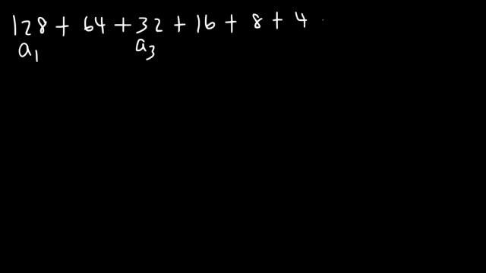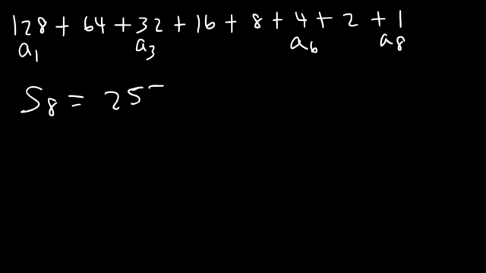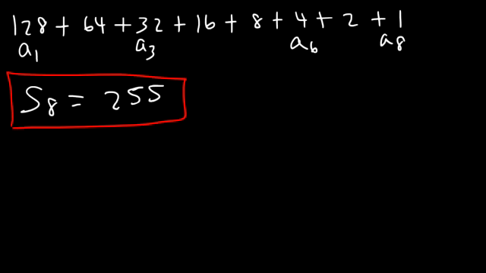So the first number is 128, the second is 64, the next is 32. So this is the first term, this is the third. We need to get up to the 8th term. Half of 32 is 16, half of 16 is 8, half of 8 is 4, half of 4 is 2, half of 2 is 1. So this is the 6th term, this is the 8th term, and we just have to add the first 8 numbers. So 128 plus 64, that's 192, plus 32 plus 16 plus 8, that's 248 so far, plus 4 plus 2 plus 1 will give us the same answer of 255. So that's the sum of the first 8 terms of this geometric series.